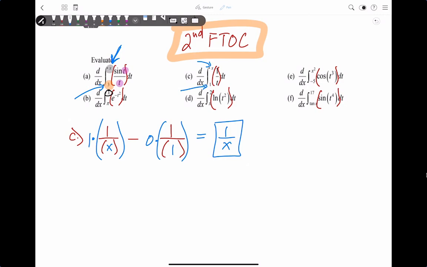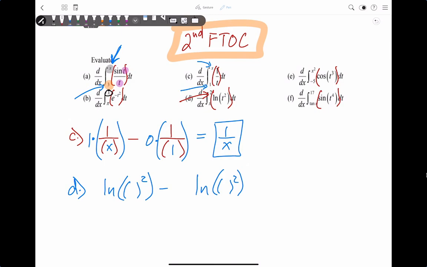Okay, so now let's jump to part D. The only difference is it's our first example where our variable x is on the bottom limit. So the lower limit of integration, that lower bound. Look what happens. We have natural log of parentheses squared, technically right there, minus the carbon copy natural log of parentheses squared.